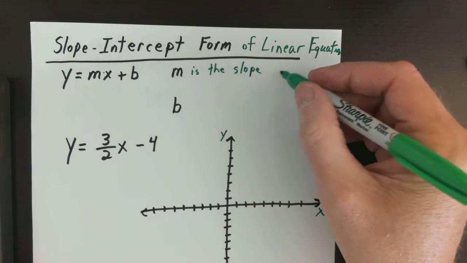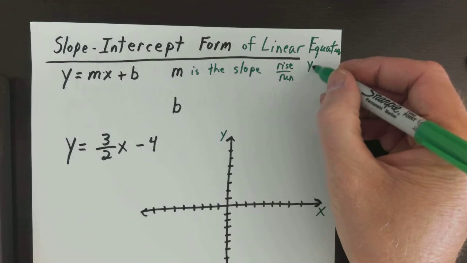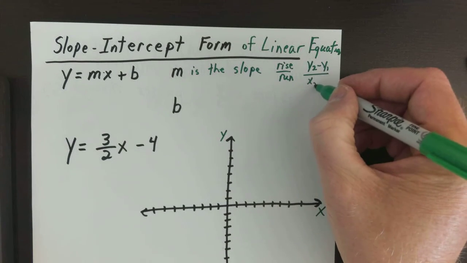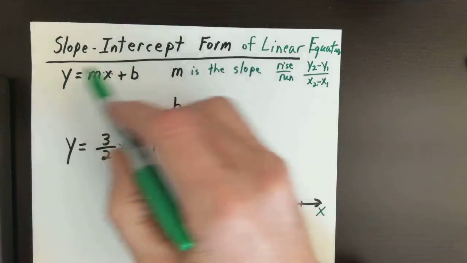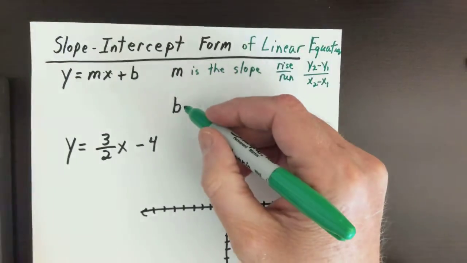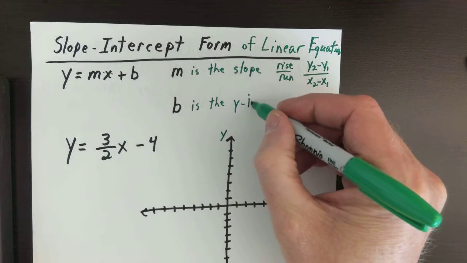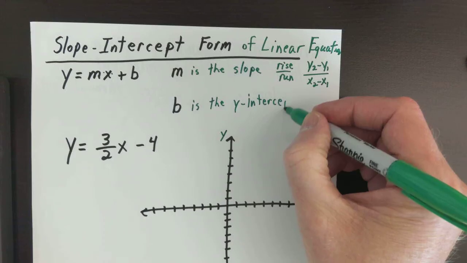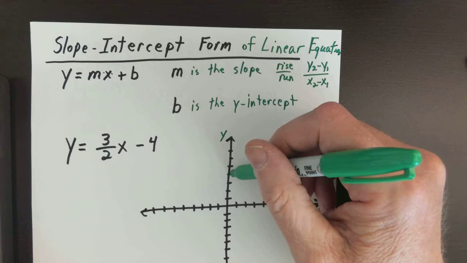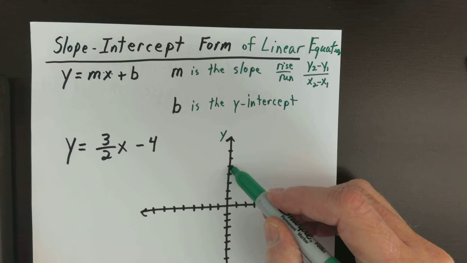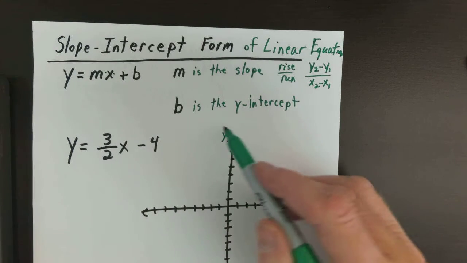And you can remember things like rise over run, or y2 minus y1 over x2 minus x1, all those things. It's still the slope, and that number actually is the coefficient of x in slope-intercept form. B is the y-intercept. Where does it cross the y-axis? Is it here at 1, 2, 3, 4, 5, or is it down here at -2? Where is it crossing the y-axis?